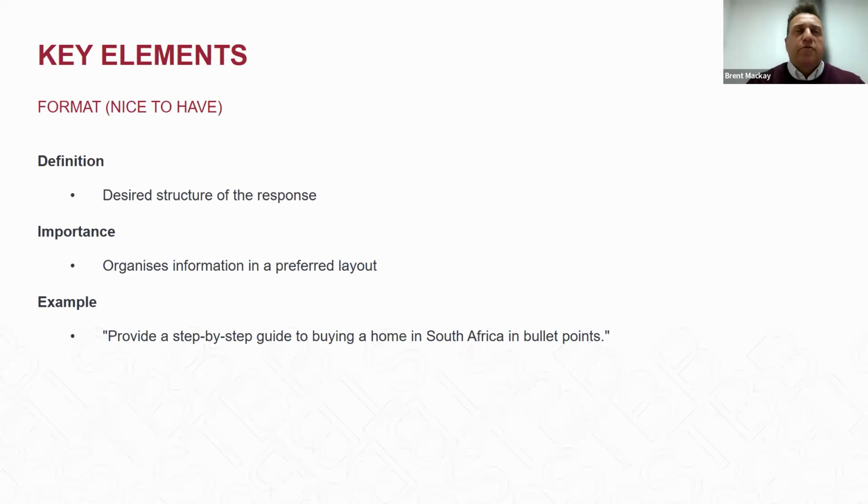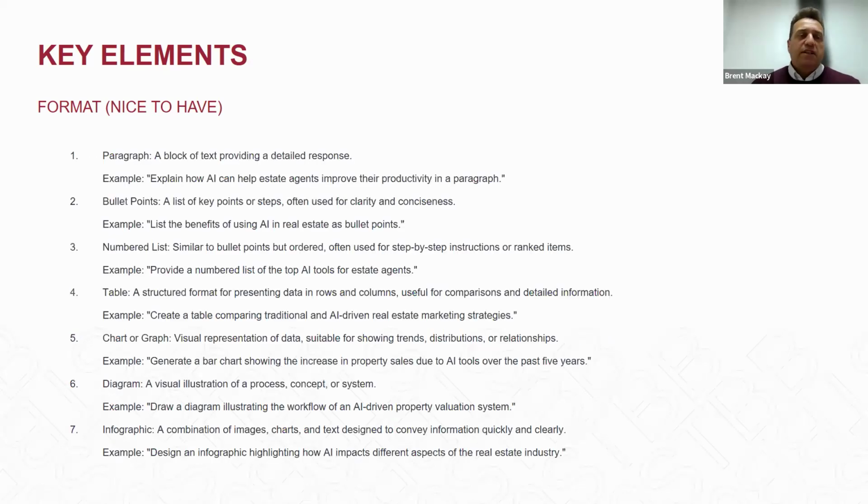And here it also depends on which AI you're interacting with as to what structures and layouts they can actually handle. But for ChatGPT, for instance, I'll give you some examples of what formats you can ask for. You can ask for paragraph format, where it's a block of text providing a detailed response. I'm not going to go through all the examples here, but I've put them there so you can get a brief understanding of how you would ask. In this case: explain how AI can help estate agents improve their productivity in a paragraph. So the part of in a paragraph tells it how to format the response.